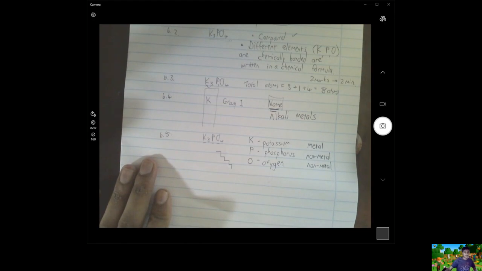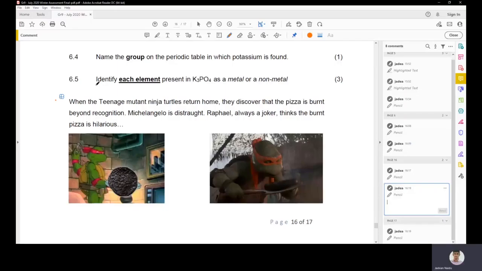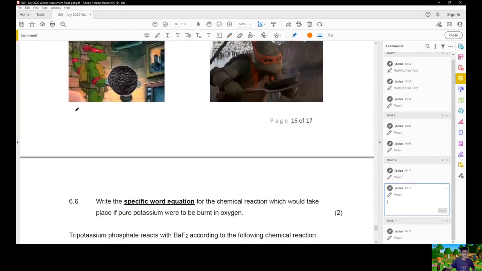Right, moving on to before question 6.5. Burnt beyond recognition. Michelangelo is distraught. Raphael, or his Joker, thinks the burnt pizza is hilarious.